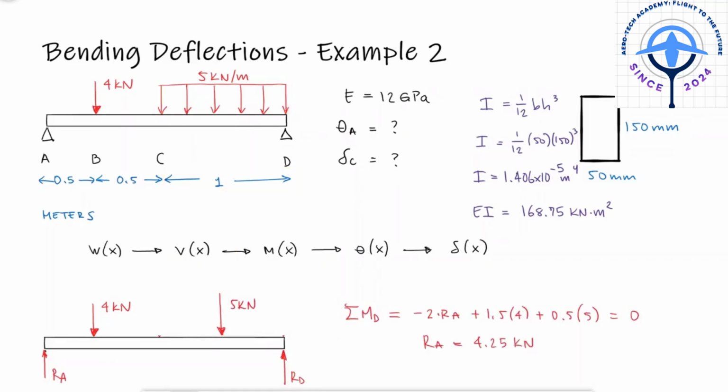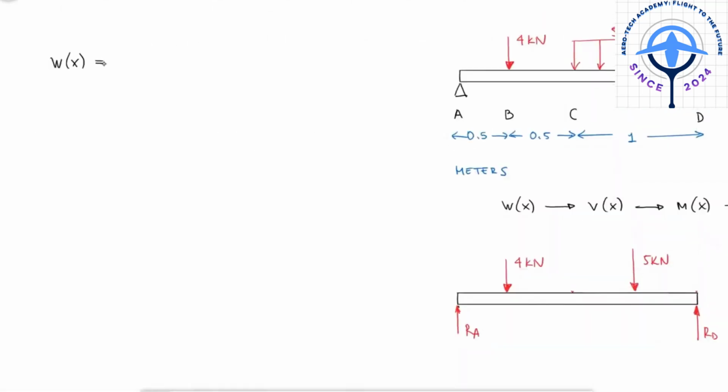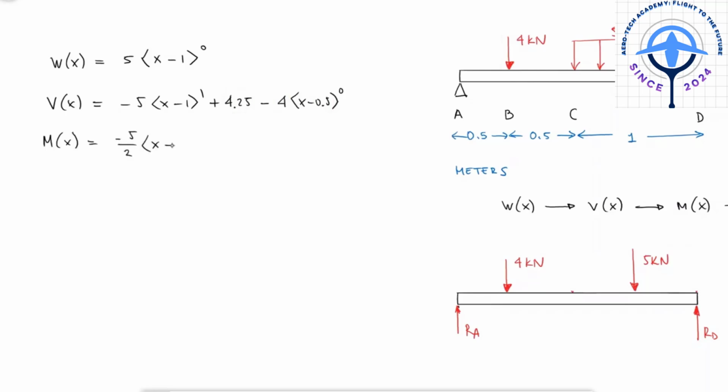The distributed load equation only has one term that begins at x equal to 1. The integral of the distributed load will have two integration constants, which are the reaction force at A and the point load of 4 kilonewtons. The integral of the shear force will not have any constants, as once again there's no external couples.